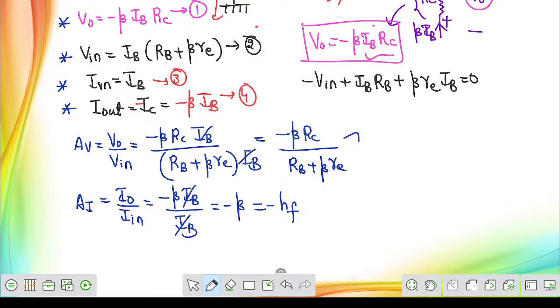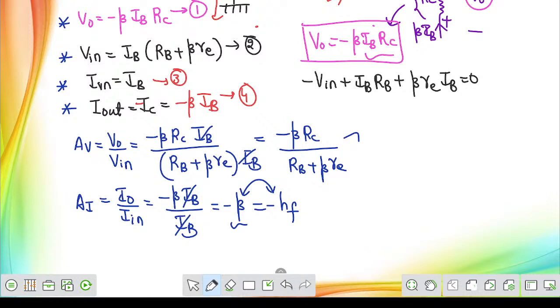Beta can also be written as hfe. Do you remember beta and forward current gain hfe? This is the hybrid model. In the hybrid model, this beta is equal to hfe. We are in the re model. In the re model, we are getting beta. If you are doing the hybrid model, this will be equal to hfe. That's what I am saying.